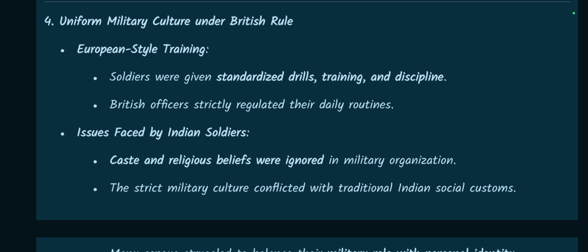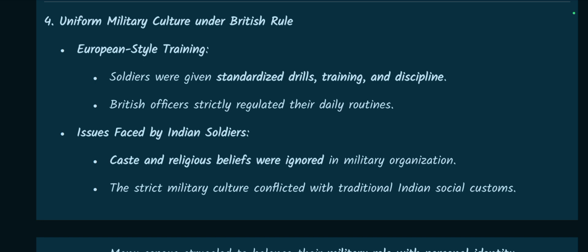European-style training: soldiers were given standardized drills, training, and discipline. British officers strictly regulated their daily routines. Orders were issued first to Indian soldiers.